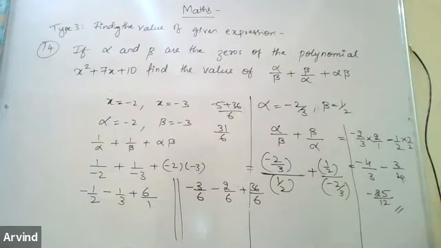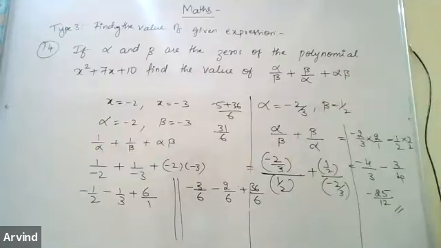Sir, alpha is -5 and beta is -2. And the value of alpha by beta plus beta by alpha plus alpha beta is 12.9. 12.9. So you got it in decimals. Yes, sir. Okay. Could you give me in fractions? Sir, 129 by 10. Okay, 129 by 10. That's what you got.